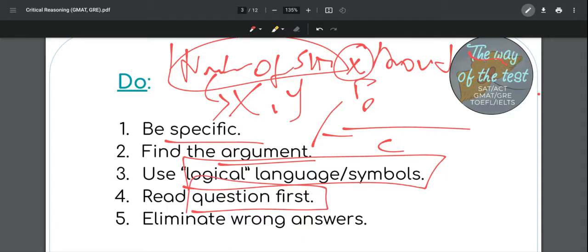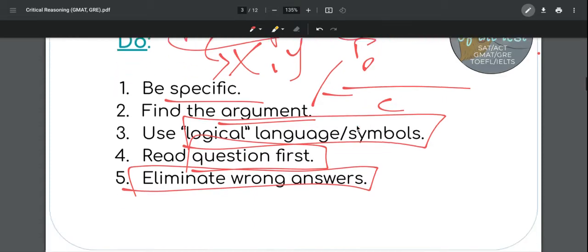And this is important because different questions have different strategies. There's a general strategy for the whole critical reasoning, but then there's a specific strategy for each question type. And finally, you want to eliminate the wrong answers. I have a specific video about process of elimination. I'm also going to talk about this in this video, but I'm not going to go in depth. So if you want to go in depth on the process of elimination, I recommend you go to the process of elimination video that is on this channel.